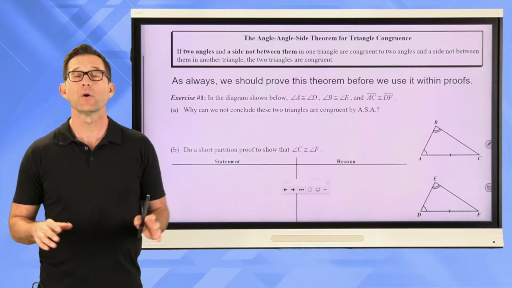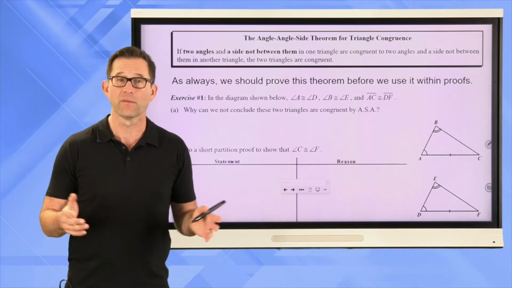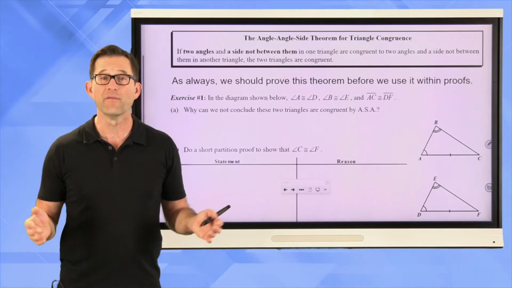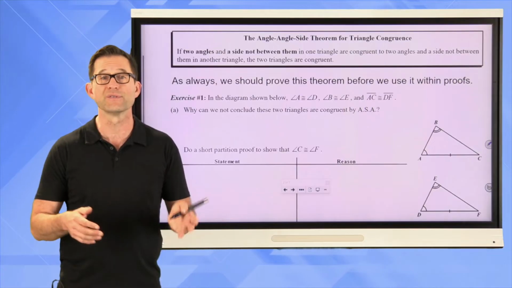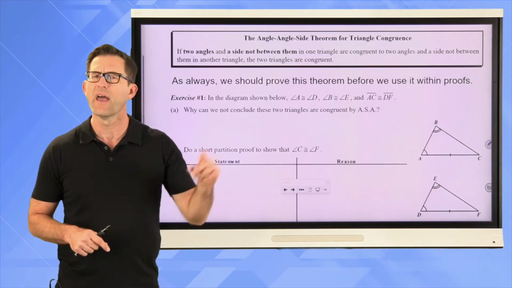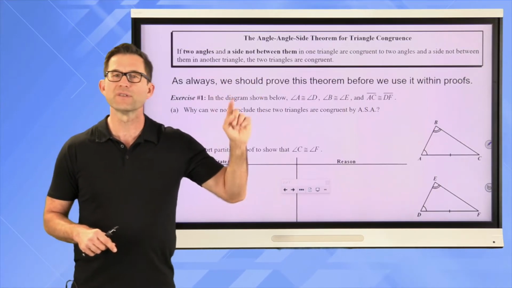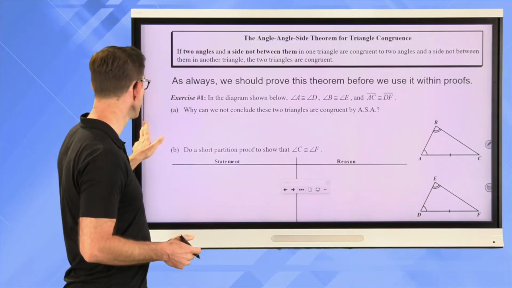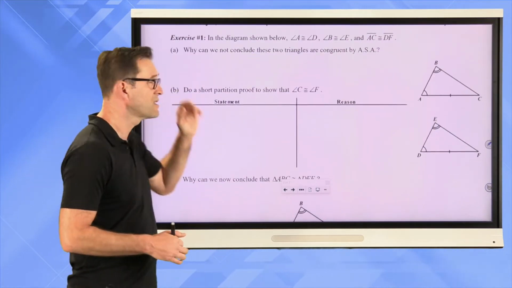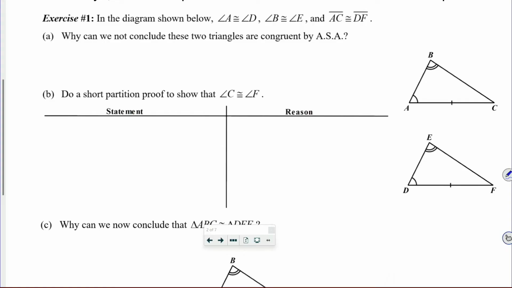All right, so it's interesting because we had a theorem already that involved two pairs of congruent angles and one pair of congruent sides. This does as well, but there's a difference. And that's the first thing we're going to take a look at in exercise number 1. So let's take a look at that exercise.